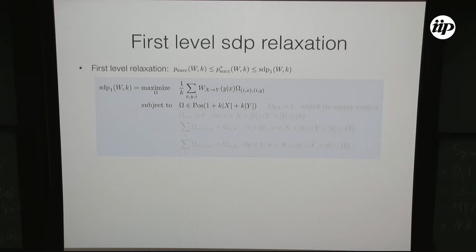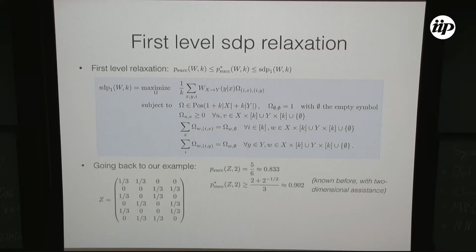So for every given channel and number of messages that we want to send, this is a finite size. We optimize over those, and if you translate the constraints on E and D to positivity constraints on this matrix omega, this is what you get. I don't want to go into any details about that, but let's quickly go back to our example from before, which is just what we had already.